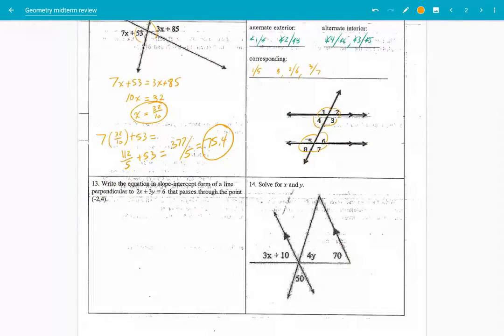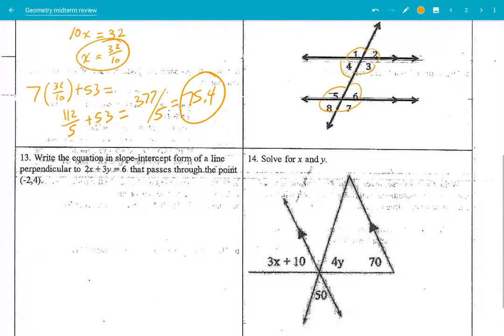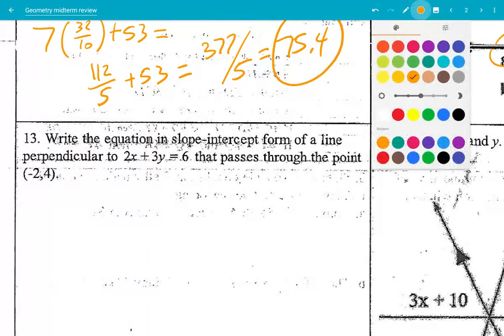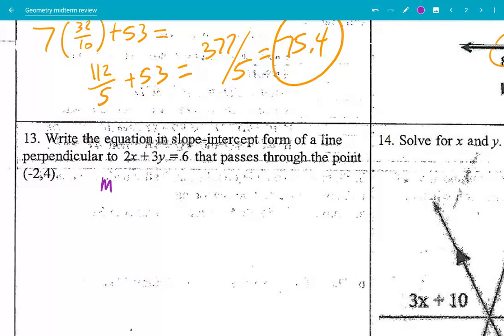Write the equation, slope-intercept form of a line perpendicular to that equation that passes through the point minus 2, 4. Well, let's find the slope first. That's the standard form, so the slope is minus a over b, which is minus 2 over 3. But we want the perpendicular slope for that other one, so the perpendicular slope is the opposite reciprocal of that, so 3 halves.